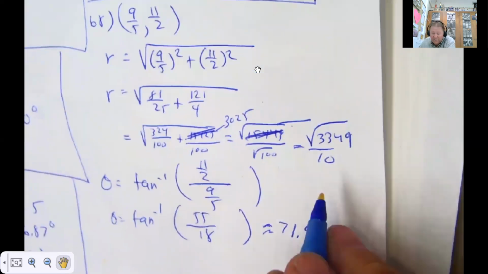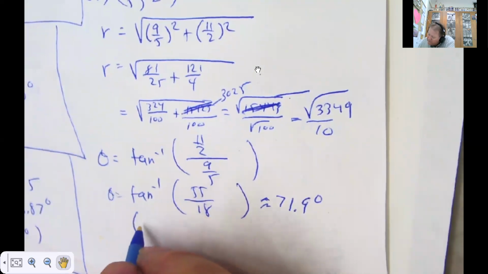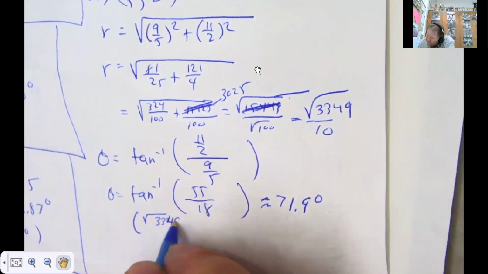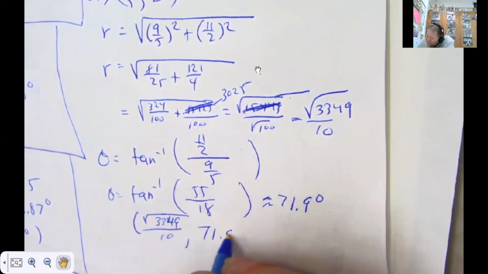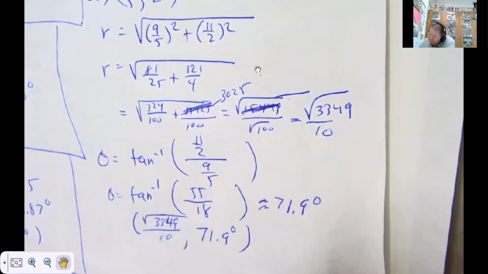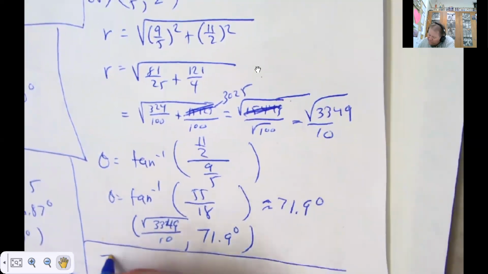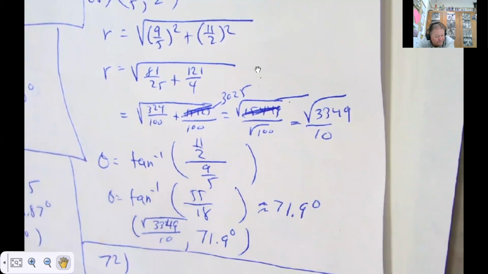And so there it is. Listed as an ordered pair, it would be the square root of 3349, 49 divided by 10, comma, about 71.9 degrees. Okay, that was kind of a rough one, 72. Now we're finally getting there.